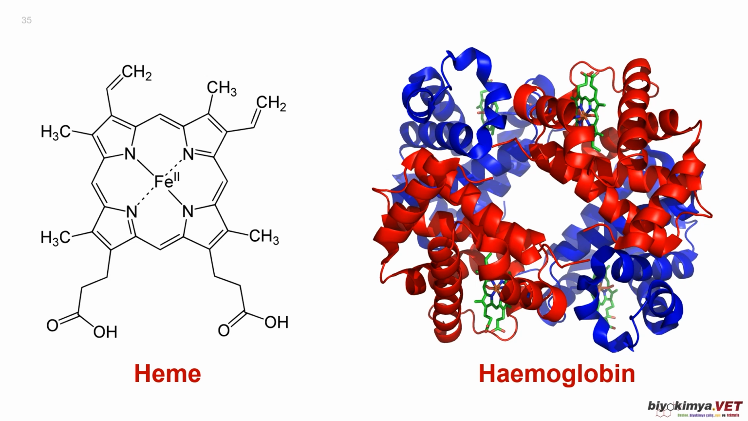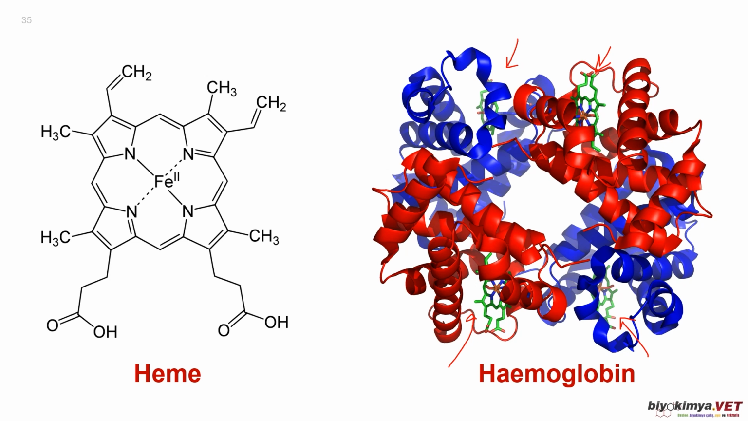And here you see the heme group together with the hemoglobin. And the heme group is found in critical proteins such as hemoglobin, myoglobin, containing porphyrin. And as you see in the hemoglobin, there are four heme groups, which means the hemoglobin binds 4 moles of oxygen.